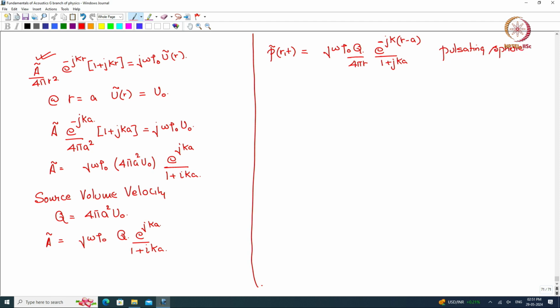Okay. So, one thing to notice is that there is this j omega rho 0 in it, there is this volume velocity q in it, there is a dependence of 1 over r in it, okay, and there is this factor 1 over 1 plus j k a in it. So, these are some typical terms that will exist in pressure fields.